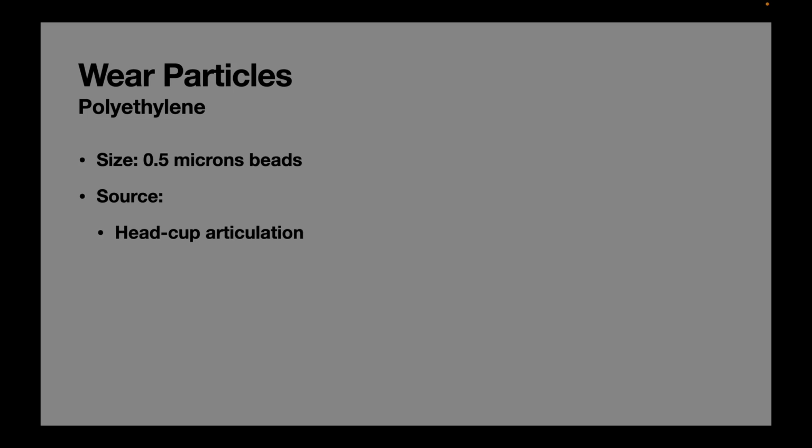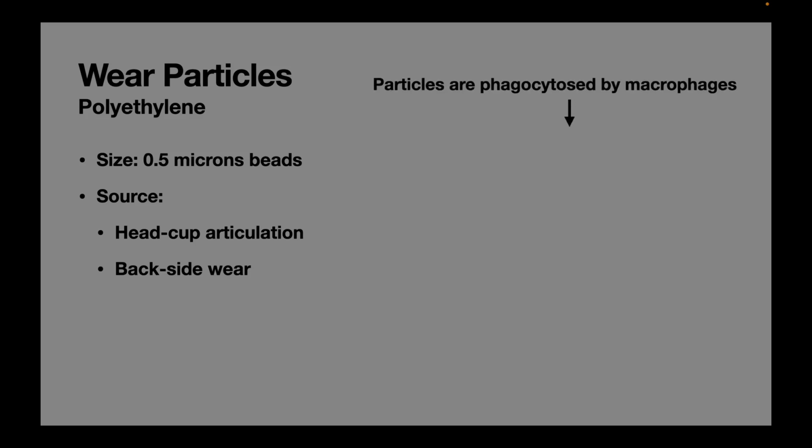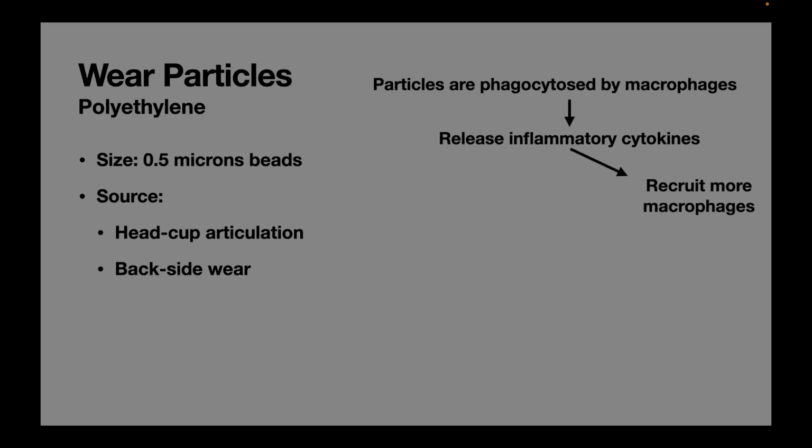Now let's come back to the polyethylene wear particles. In hip arthroplasty, the polyethylene particles generated are of submicron size, and they arise from head cup articulation or backside wear from cup acetabular junction. The generated wear particles are phagocytosized by the macrophages, and these macrophages release inflammatory cytokines that helps to recruit more macrophages in a positive feedback loop.